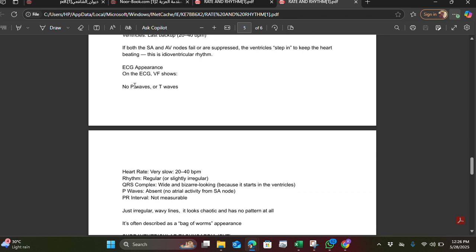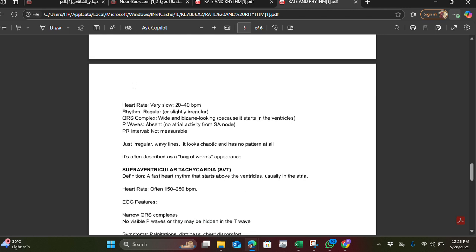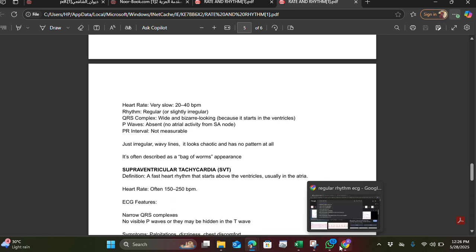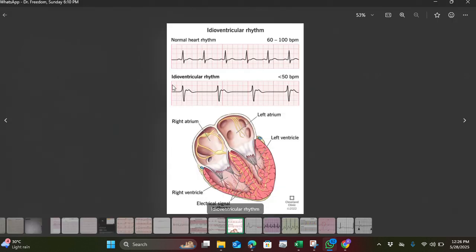And now on the ECG, there's no P wave or no T wave. The heart rate is very, very slow. The rhythm is slightly irregular. And the QRS complex is wide because it starts in the ventricles. P wave is absent because the AV node and everything is in the atria, so what is the P wave even looking for there? So now let me show you an example of idioventricular rhythm.